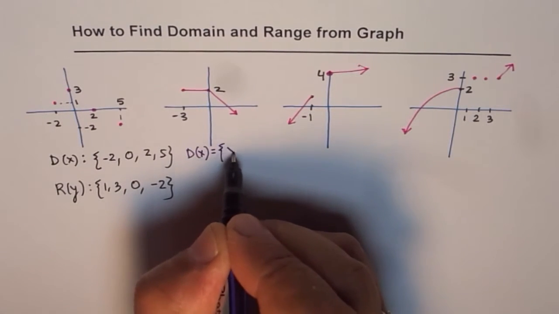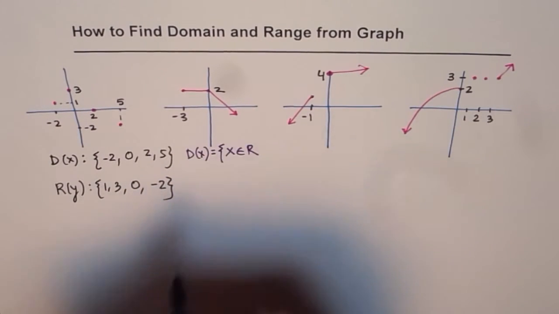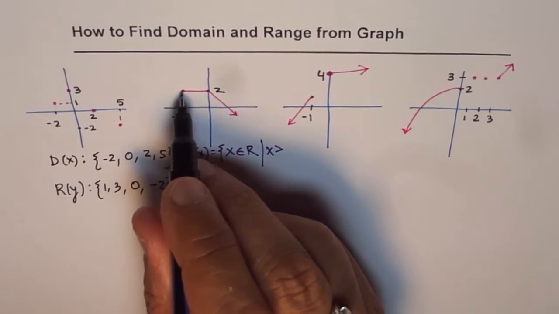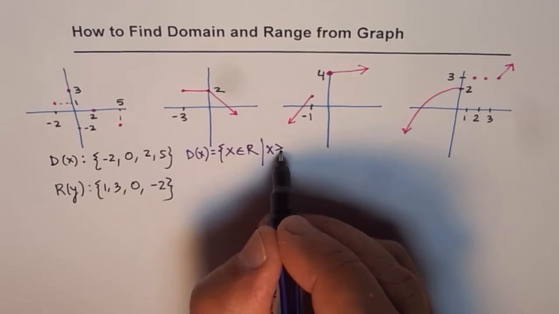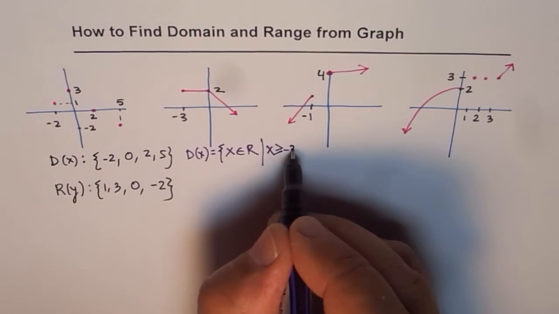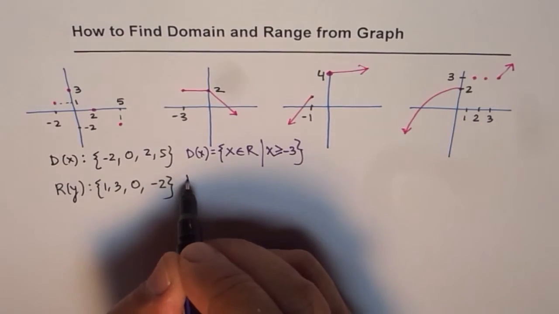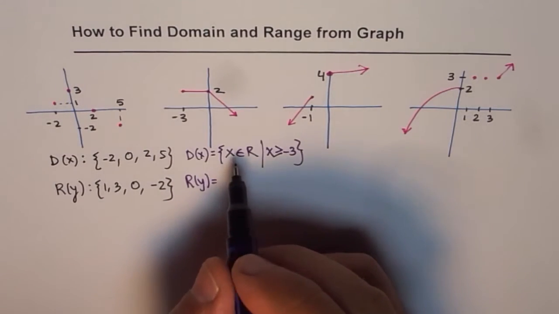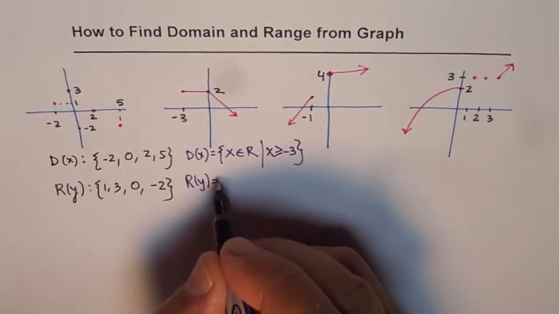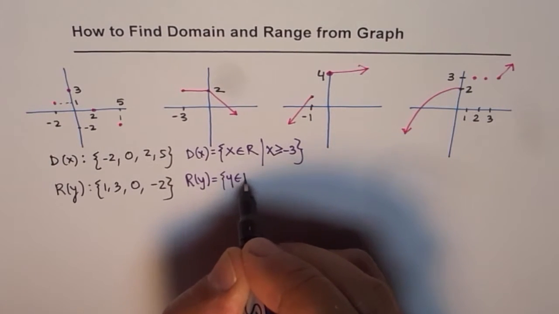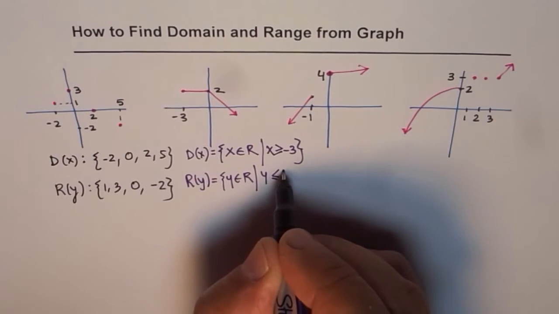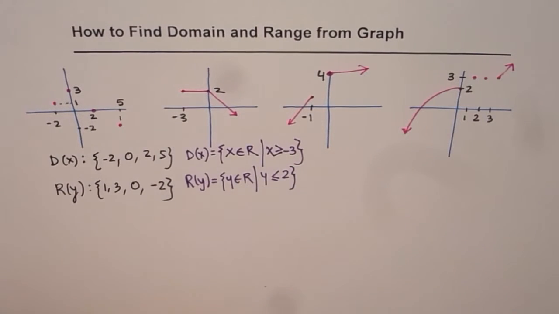So here the domain is equal to x belongs to real numbers where x is greater than or equal to, this solid dot means included, greater than or equal to -3. Okay, as far as the range is concerned, the range is everything less than or equal to 2, right? So y also belongs to the set of real numbers where y is less than or equal to 2. That is how we can get the domain and range for this function.